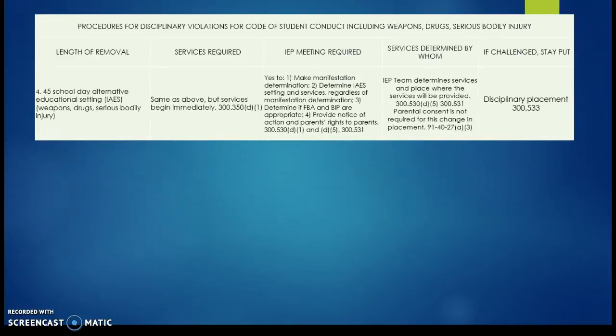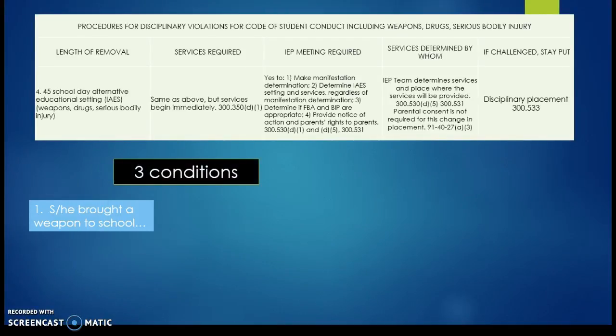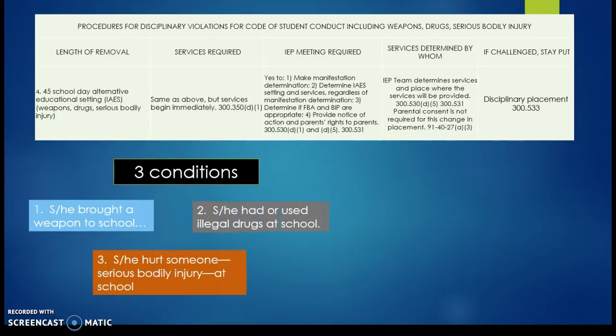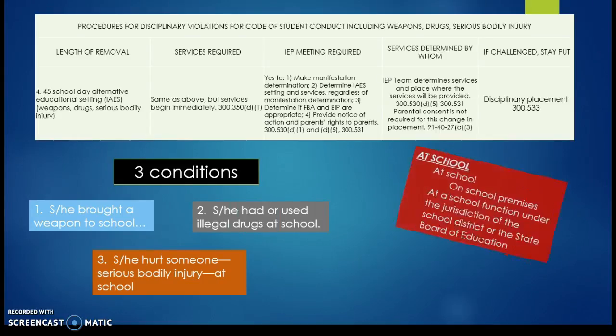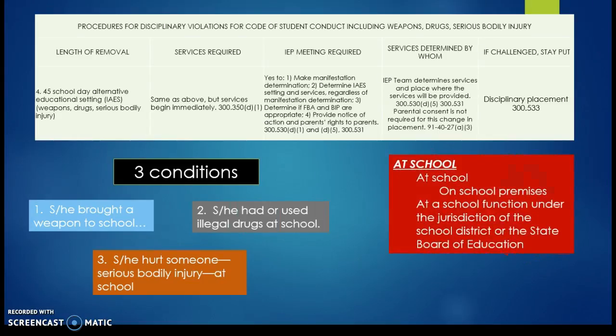Let's take a look at the fourth row, 45 days of alternative education setting. There's a phrase in here that we're going to use, which is "at school." For the Code of Student Conduct, it means 3 different things. It means physically being on the school premises during the school day. It also means being on school property not during the school day.